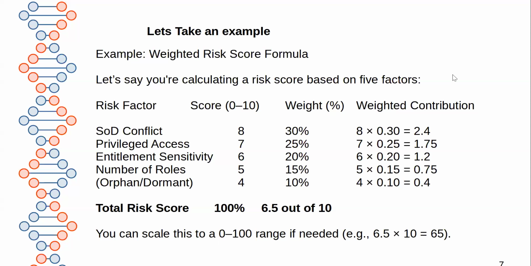Is anyone able to hear Mrinal? Oh, Mrinal, I'm not able to hear you. Okay, let me disconnect that. Can you hear me now? Mrinal, yeah, can you hear me now?